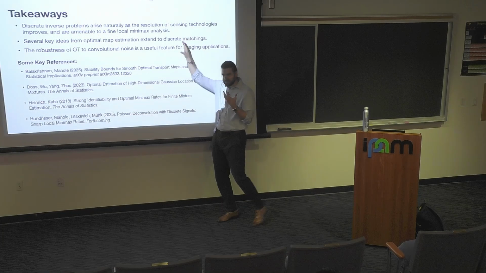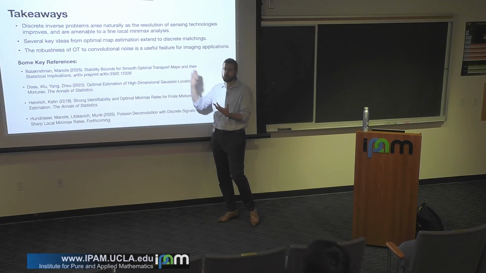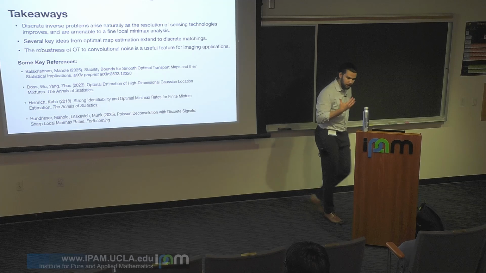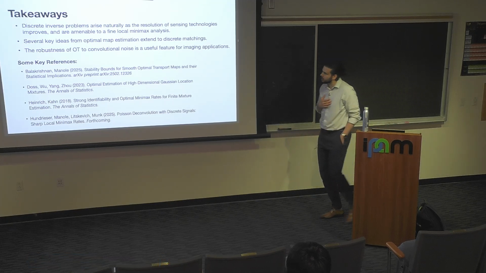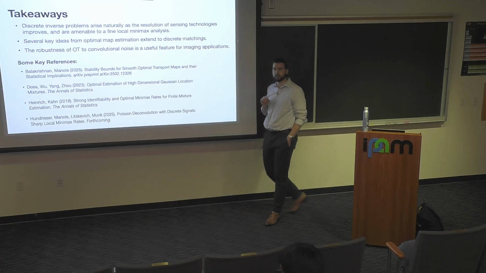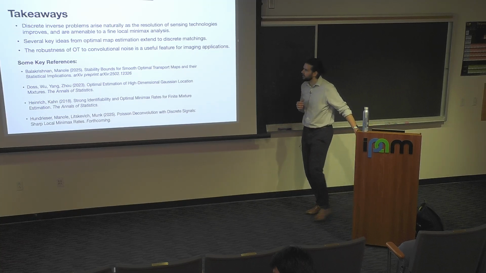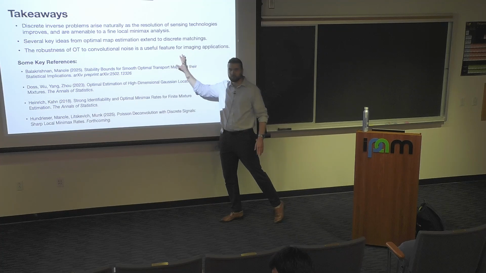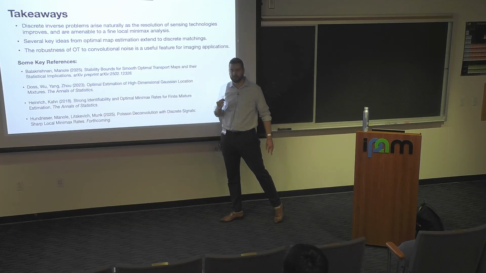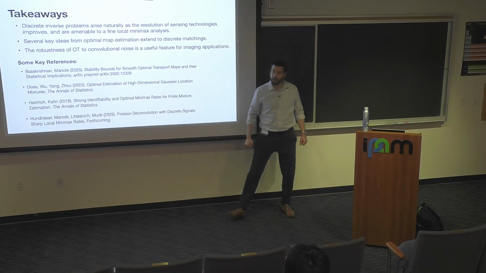And like I say, as these kinds of technologies improve, you're more and more led to problems where the things that you're observing are underlying particles, underlying proteins, or things of this type. And in these kinds of problems, you can really get a sharp picture on deconvolution problems. So that's maybe one of the big themes of this talk. I tried to argue that there's an interplay between these ideas and ideas from the optimal map estimation literature, which has been mostly carried out for absolutely continuous measures in recent years. And finally, I emphasized the role of the robustness of the optimal transport problem with respect to convolutional noise as a useful feature for imaging applications. That was kind of the starting point. Thank you very much.